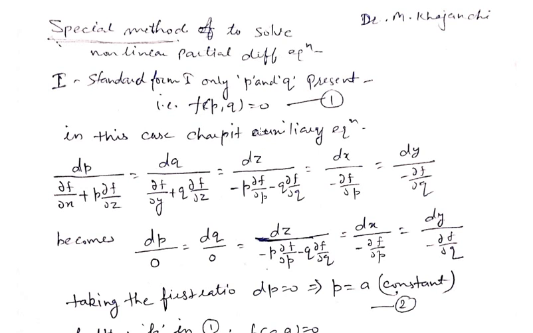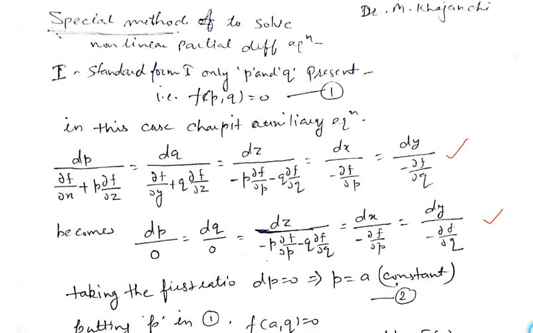Now we will put these values in the Charpit auxiliary equation, which we already know. When we put the values of the derivatives in this Charpit equation, the first term becomes dp upon 0, as del f upon del x is equal to 0 and del f upon del z is equal to 0. The second becomes dq upon 0, as del f upon del y equals 0 and del f upon del z equals 0, and the rest likewise.